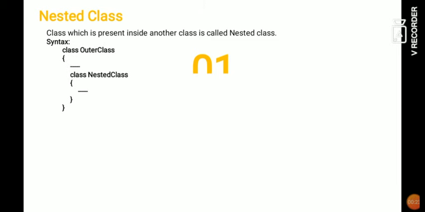You can observe here I am writing two classes. One class I am naming as outer class, and one more class I am naming as nested class that is present inside the outer class. That means the nested class is also a member of the outer class, so the nested class can also be called an inner class. The scope of this nested class will be bounded by the scope of the outer class.